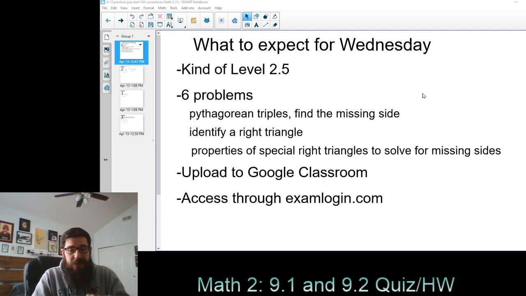Just like last time, it's going to be accessed through exam login, and you're going to upload the answers to Google Classroom. I'll probably post about an hour time window for you to start it in. Once you access it, you'll have an hour, and it'll be live like this. These are the skills, which is what we basically covered in 9.1 and 9.2.